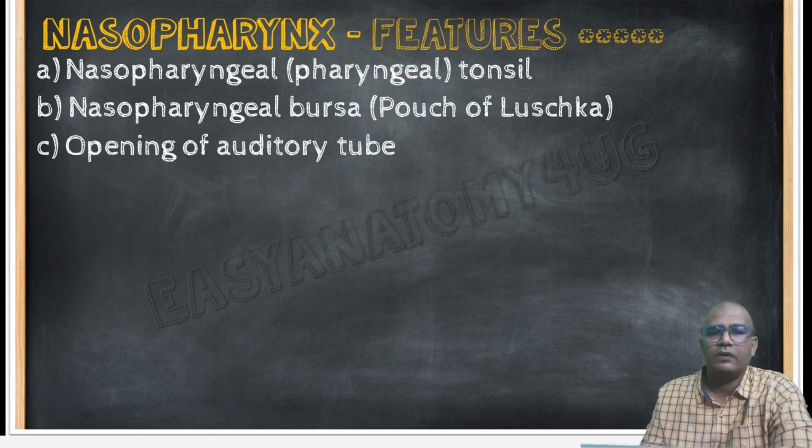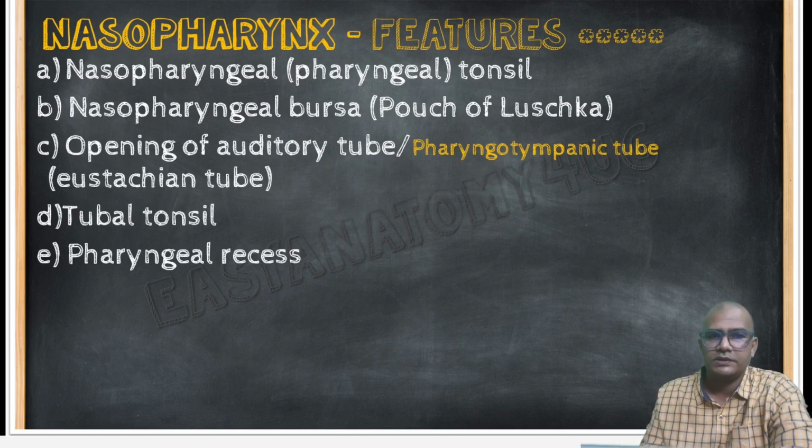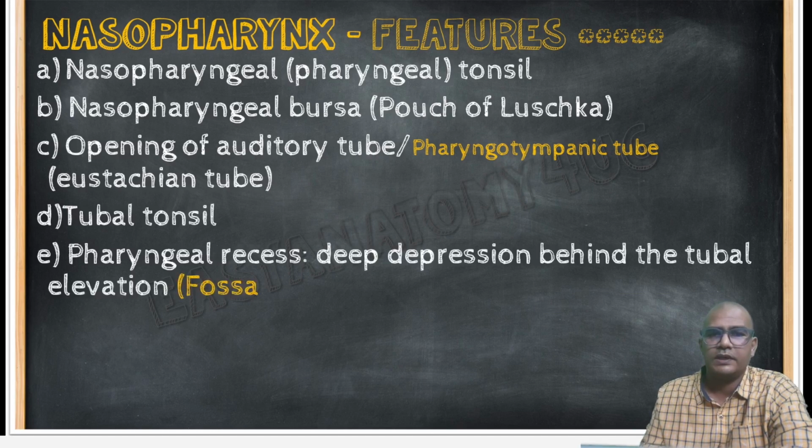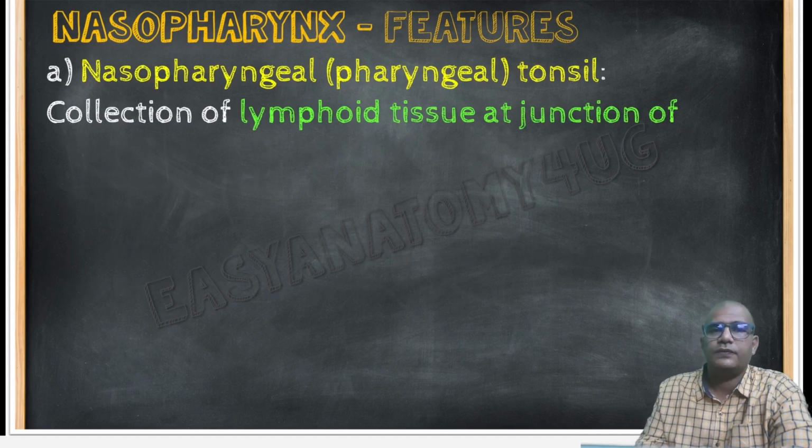Then opening of auditory tube, which is also known as pharyngotympanic tube or eustachian tube. Tubal tonsils and pharyngeal recess, which is nothing but a depression behind the tubal elevation. It is also known as fossa of Rosenmuller. So we have basically enumerated these features. We will see the details of these features in the next slides. So first is nasopharyngeal tonsil.